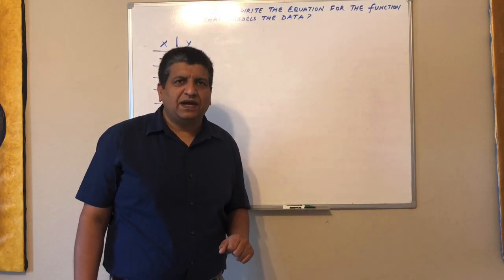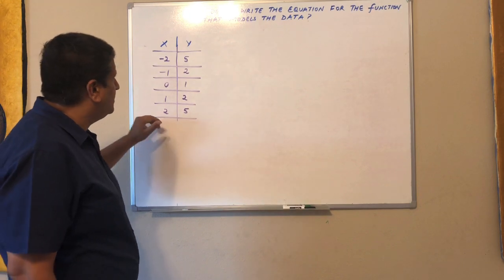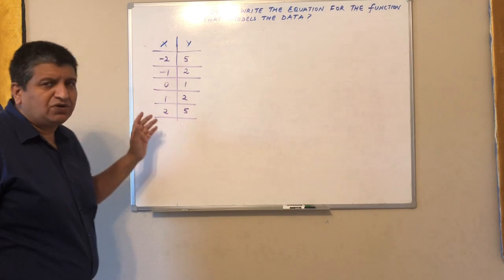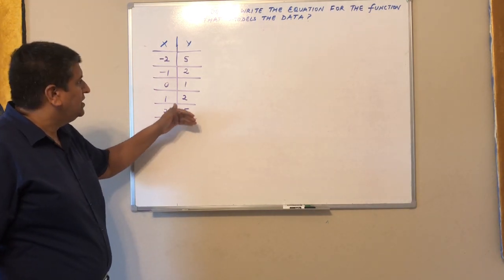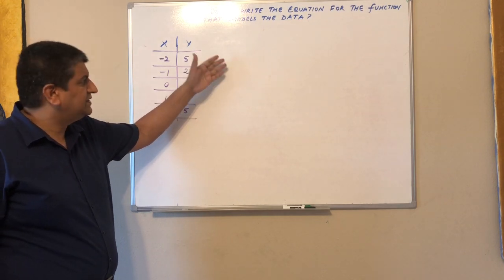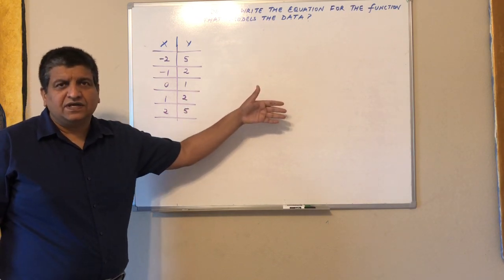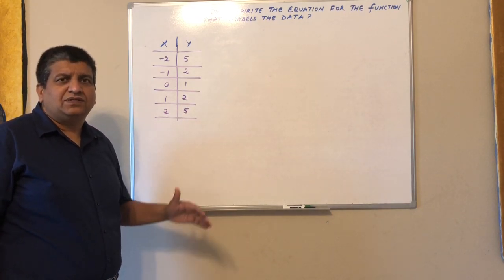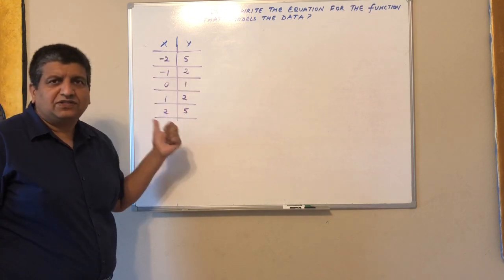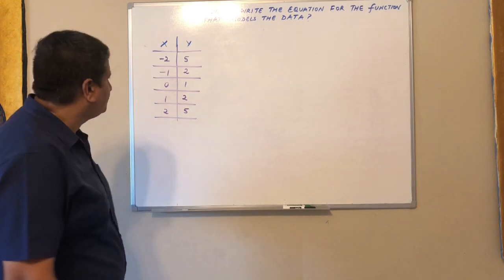Hey guys, welcome back. Today I'm going to show you how to write the equation for the function that models the data. In my last video I showed you that if the first differences of y values are the same, then it's a linear function. If the second differences of the y values are the same, then it's a quadratic function. And if the ratio of these y values is the same, then it's an exponential function. But I'm going to show you how to write the equation.